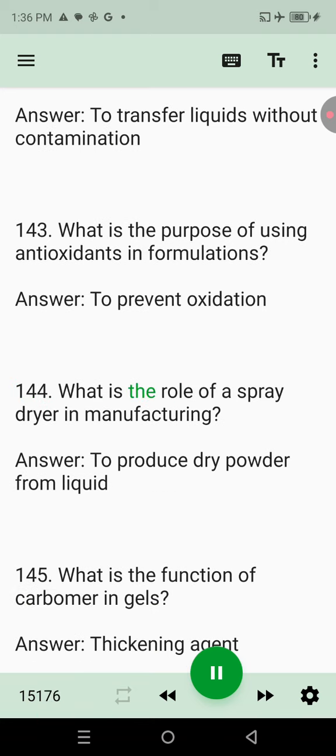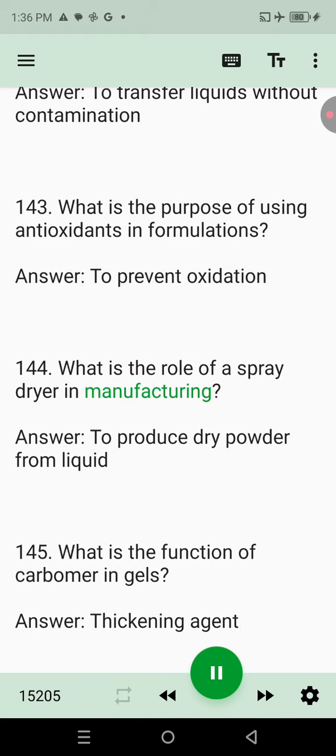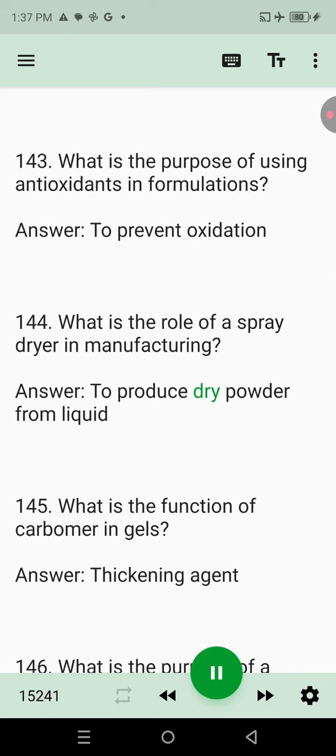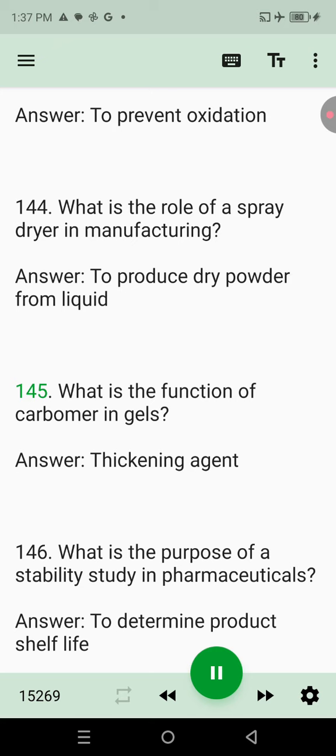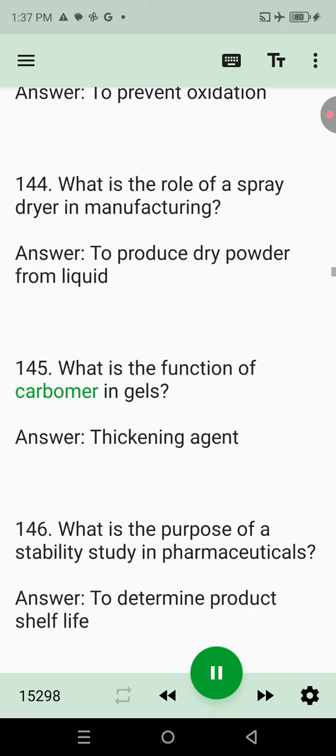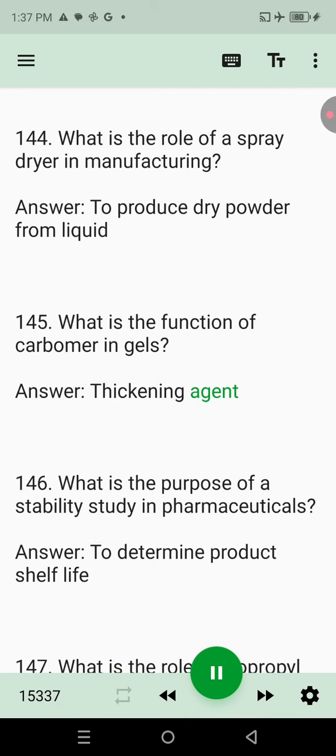144. What is the role of a spray dryer in manufacturing? Answer: to produce dry powder from liquid. 145. What is the function of carbomer in gels? Answer: thickening agent.